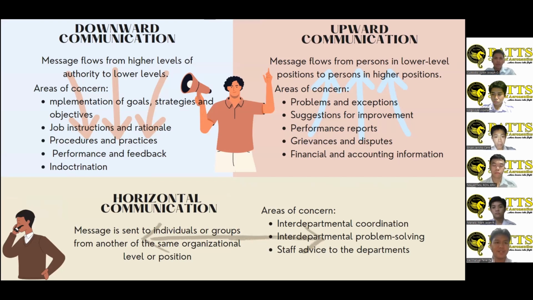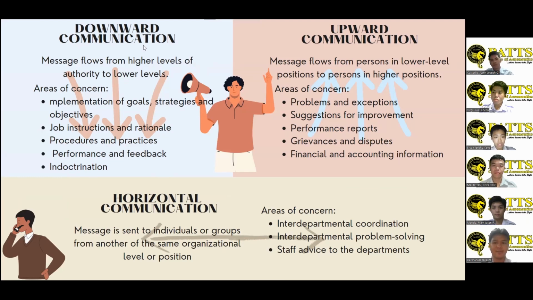So for downward communication, message flows from higher levels of authority to lower levels. So to put it simply, it's like a manager talking to their subordinates. So areas of concern are implementation of goals, strategies, and objectives, job instructions, rationale, procedure, and practices, performance and feedback, indoctrination.